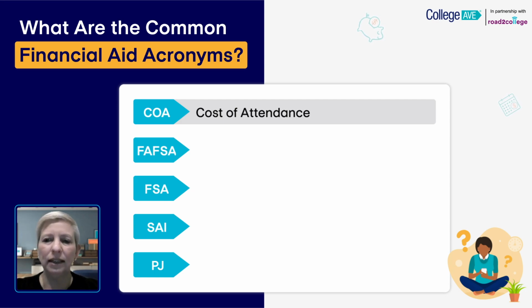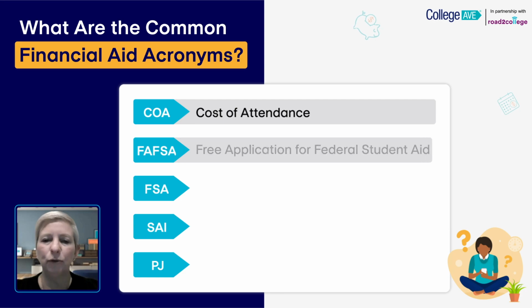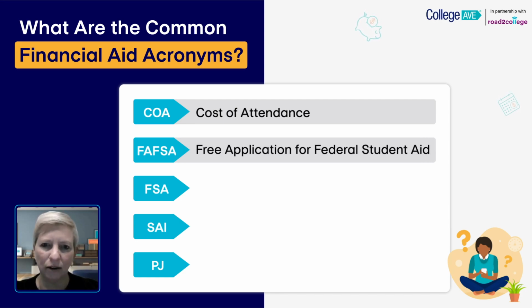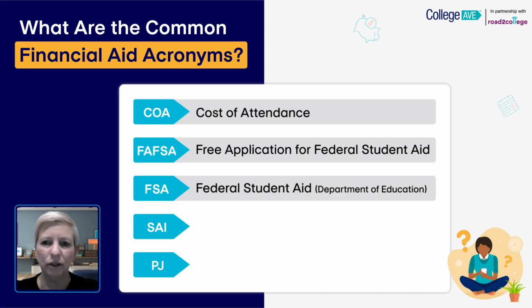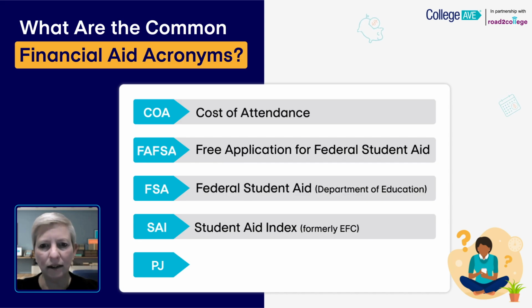The FAFSA is the Free Application for Federal Student Aid, which is the application that every family has to file if they're looking to receive any kind of federal financial aid or beyond. The third acronym would be FSA, or Federal Student Aid, and that's essentially the entity within the Department of Education that administers the FAFSA. The fourth would be SAI, or Student Aid Index, and that was formerly known as the EFC, or Expected Family Contribution.